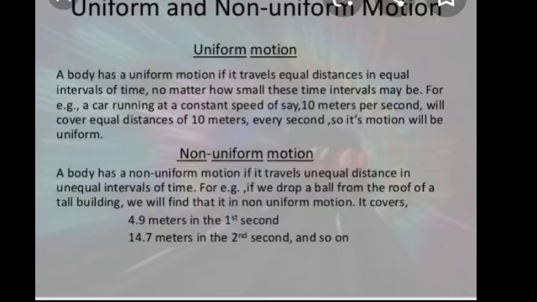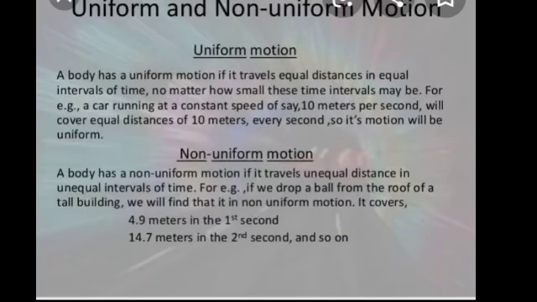So an object moving along a straight line path is said to have uniform motion. Its speed remains constant in the motion, okay. An object moving along a path with changing speed is said to have non-uniform motion. Its speed keeps changing, okay.